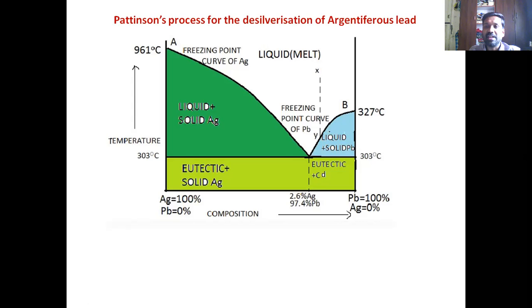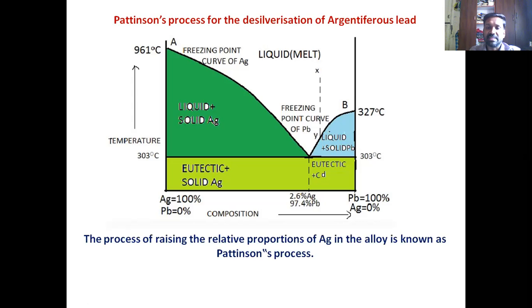So you can do this cooling. You again take this melt, melt it, and freeze again. As you go on freezing, every time some amount of lead separates out. And finally you reach this point. At this point, what is the composition of the melt? It is 2.6% silver and 97.4% lead. Maybe you started from 1% silver, and finally you have enriched it to 2.6% silver.